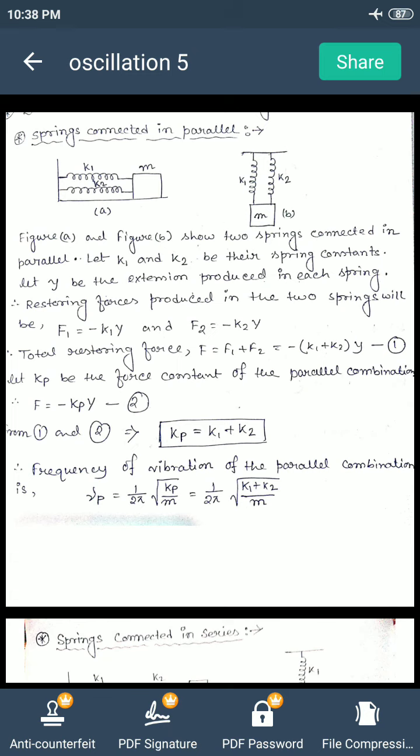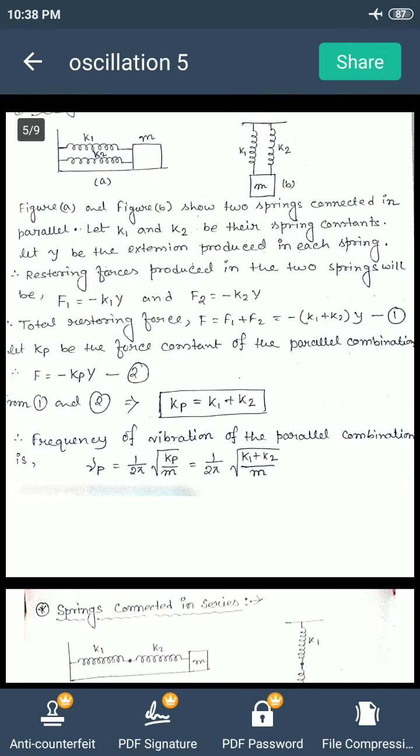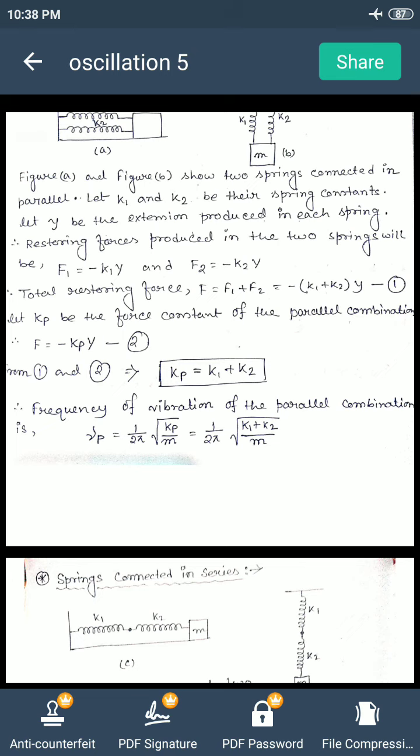So in parallel combination, the equivalent force constant equals the sum of the individual force constants of the two springs. So the frequency of vibration nu equals 1 by 2 pi root under Kp by m. So in place of Kp you can write K1 plus K2.